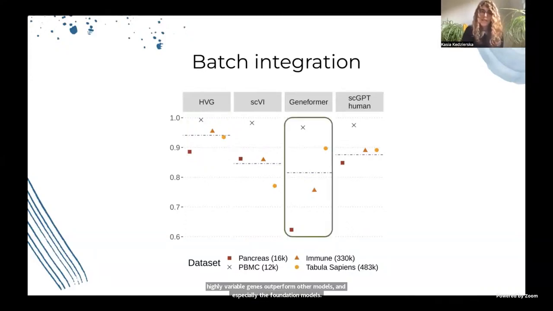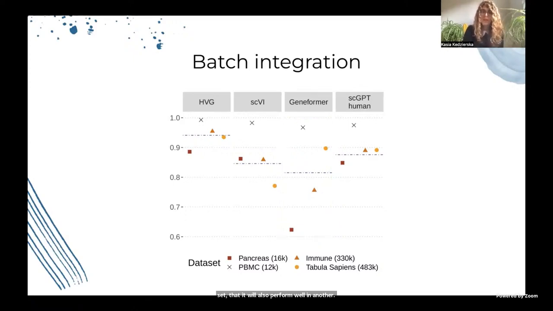And second thing that we see is that, for example, in the case of Geneformer, there's unreliability of the score on different data sets. There is a big difference between the lowest score and the highest score within the 4 data sets, meaning that we can't really be sure that if it performed well for one data set, that it will also perform well in another. Overall, highly variable gene selection outperforms more complex models such as foundation models.